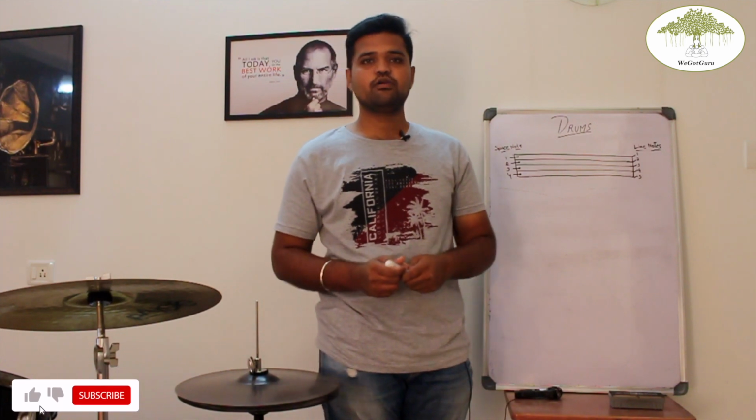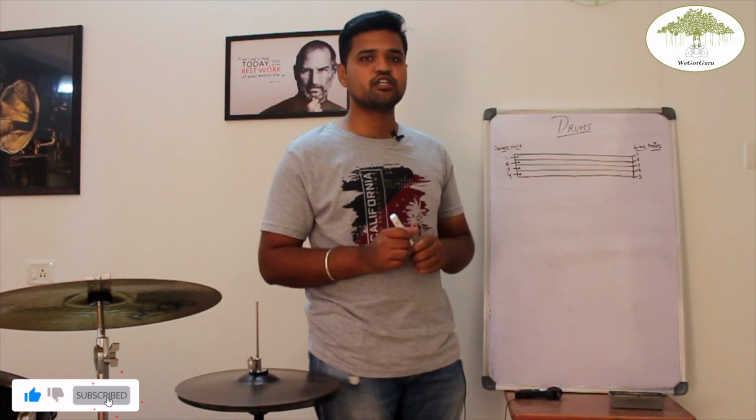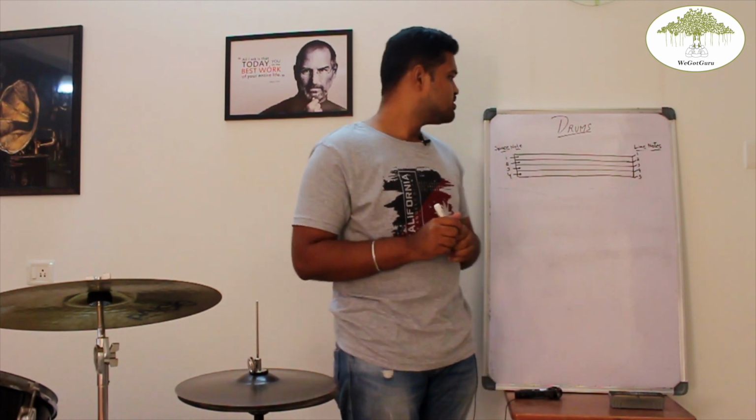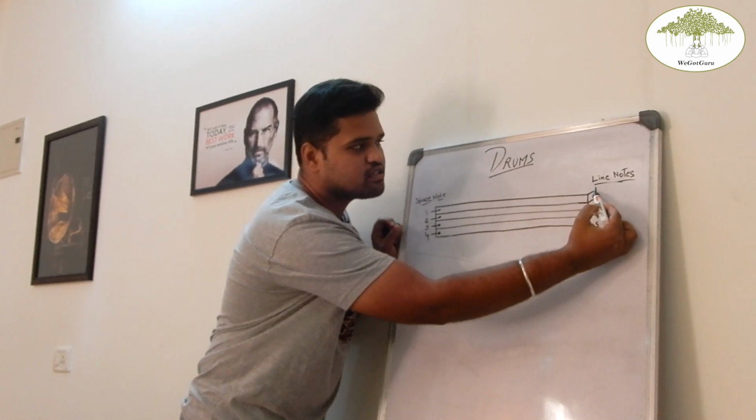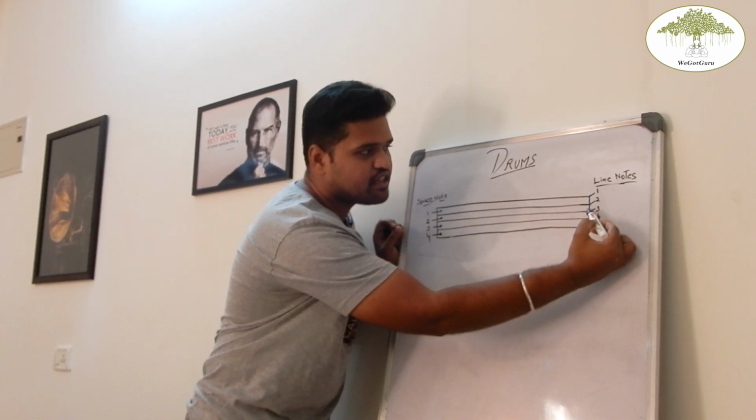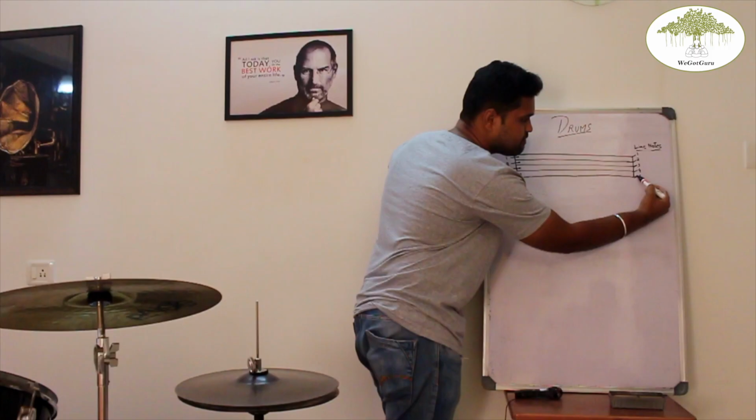Okay, now I'm going to talk about the music notation, that is the drums notation. It is one of the easiest things to read and follow. It consists of 5 lines. As you see, this is the first line, second line, third line, fourth line, and fifth line.